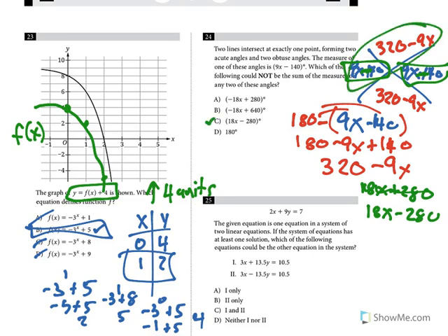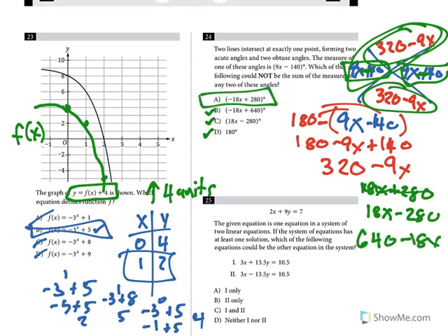Certainly, if I add these two, or any pair of adjacent angles here, it's going to give me 180. And I'm going to say, well, what if I add the pair of angles that's here? Well, that's going to give me 180. What happens if I add these two angles? Well, if I add these two angles, it's going to be 640 minus 18x. Okay. So this is the one I didn't get.